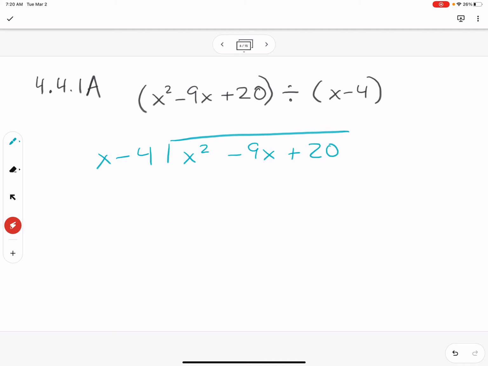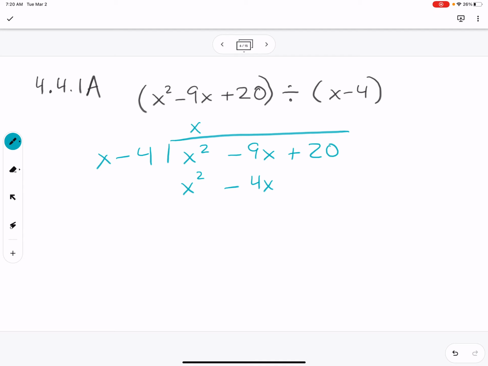So since we're at the beginning, x times what will give me x squared? Well, x times x is going to give me x squared. So what I'm going to do is I'm going to put that x above that long division sign. And then I have to multiply both of these by that x. So x times x will give me x squared. I'm going to write that underneath here. Then negative 4 times x will give me negative 4x.